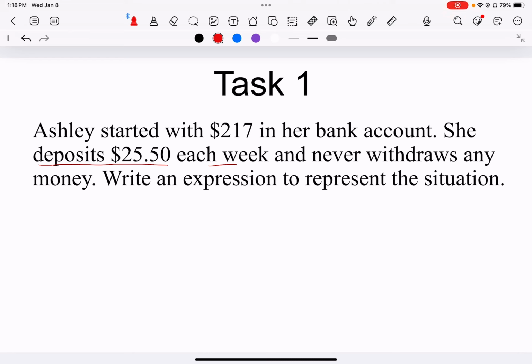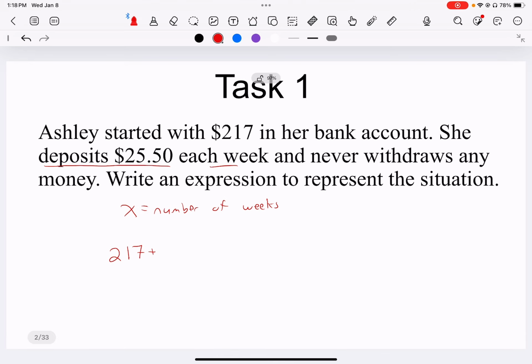Now, since she's depositing the money each week, we don't know how many weeks it is, so I'm going to use a variable. I'm going to use x and say that x is equal to the number of weeks. This is me labeling my variables. So she starts with 217, and if she deposits, that means she puts in, so we're going to add on the 25.50 or 25.5 times the number of weeks x, and that would be my expression.